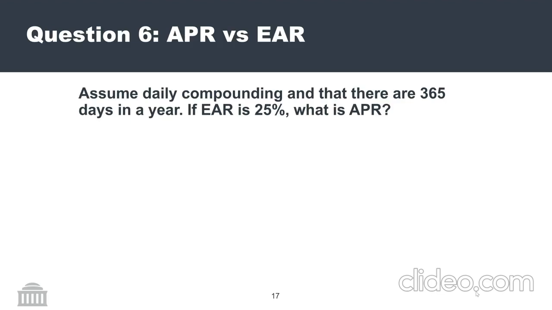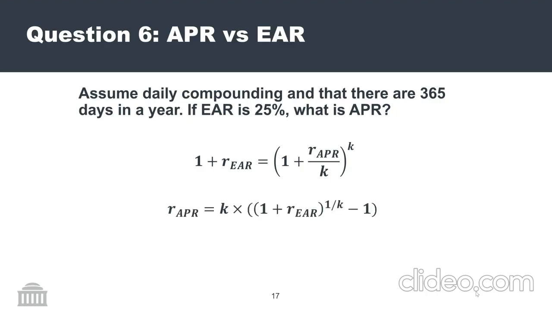Let's start with the basic relationship between EAR and APR. 1 plus effective annual rate equals 1 plus APR divided by K, which is the compounding frequency, raised to the power K. We can rearrange this equation to find APR as a function of EAR. APR would equal K, the compounding frequency, multiplied by 1 plus EAR raised to the power 1 over K, minus 1. For an effective annual rate of 25% and daily compounded interest, APR in this case would be 22.3%.